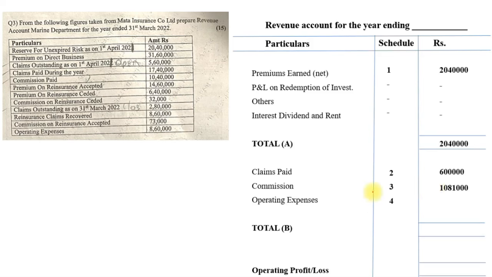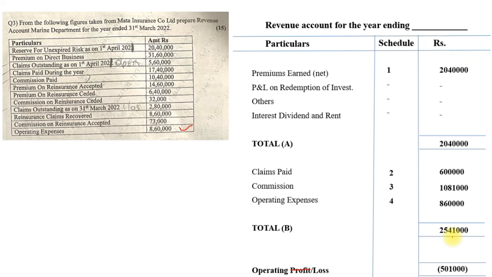Operating expense is schedule number 4. Now see, directly it's given an operating expense of 8,60,000, so we take it as it is. We add up, we get the value as 25,41,000. So now my income side is 20,40,000. My expense is 25,41,000. So there's going to be an operating loss in the sum. So operating loss will be 5,01,000.